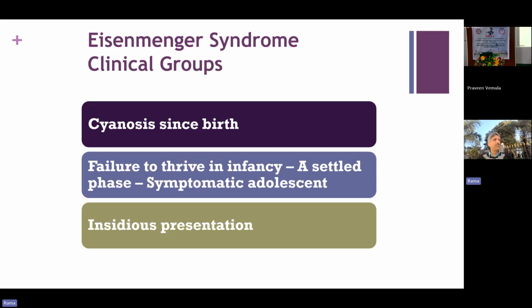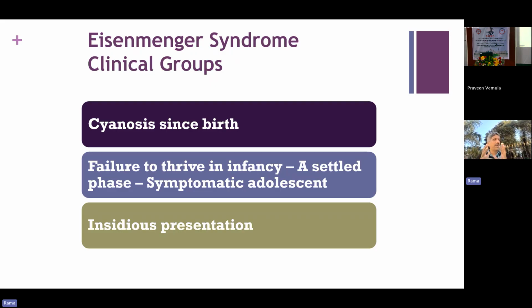Coming to the clinical features and clinical recognition, I always say that there are 3 different subtypes of Eisenmenger that happen. The most common one, which we always want to listen for, is found in roughly 50% of patients. That is, there is a history of failure to thrive in infancy, recurrent heart failure and recurrent admissions, and then there is a settled phase.